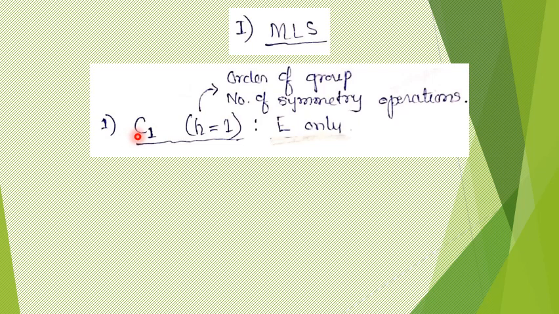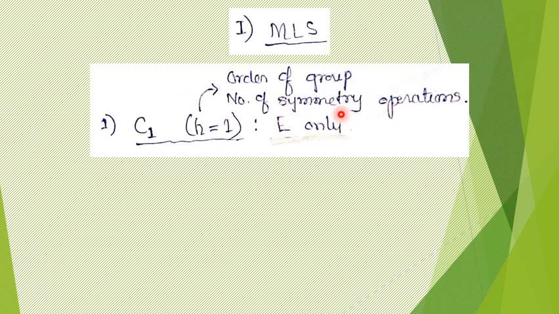Everywhere I'll be mentioning a value of h for each and every point group. h is also called the order of the group. It is nothing but the total number of symmetry operations possible on a molecule which belongs to this point group. So here h equals 1, which simply means that if a molecule goes to the C1 point group, only one symmetry operation will be possible.